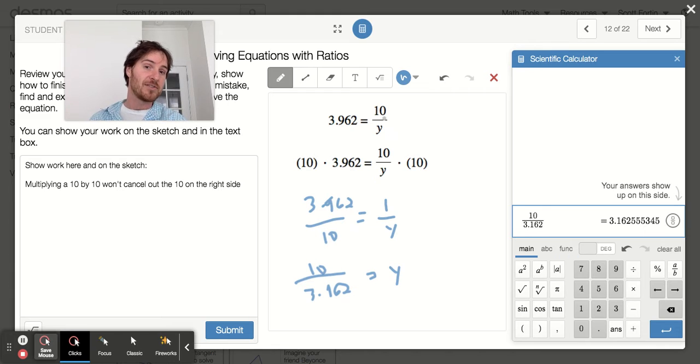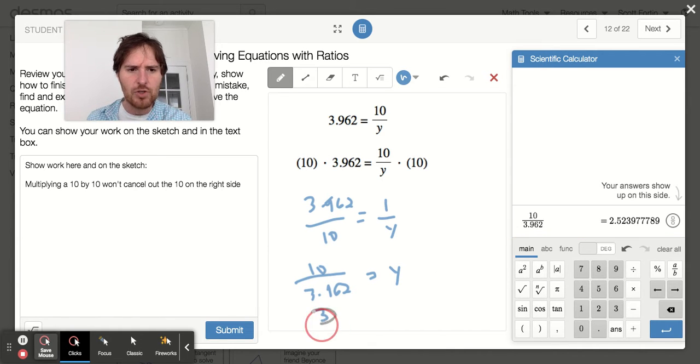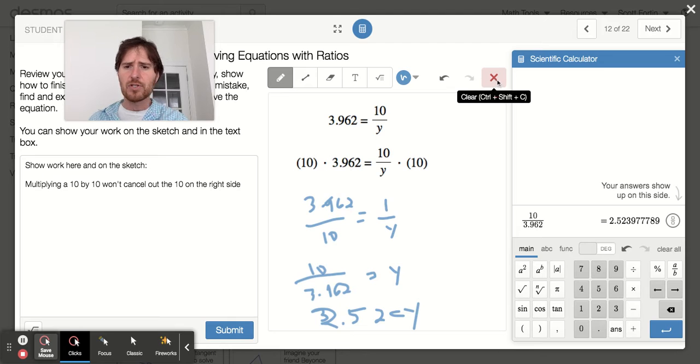Anyways, this would be about 3.16. This is going to be your answer. And that kind of makes sense here. So let's see, about 3.16. Whoa, wait, hold on. I messed this up. 3.962. So the answer should be about 2.52 on this one. Should be y. Okay, so anyways, let me undo all that because I think I would do it differently.